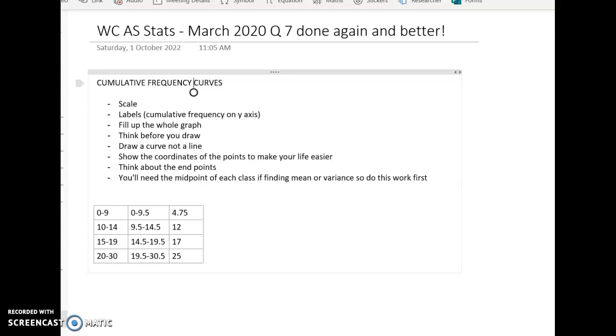This is question 7 from the March 2020 AS Stats paper, done again and hopefully done better. So what I've done is I've redrawn the curve that was really awful looking at the end of the last video. And I want to just do some notes before we go through the question. I think cumulative frequency curves are one of the worst done graph drawing bits of the AS paper, which is a shame because they're actually quite cool ways to represent data.